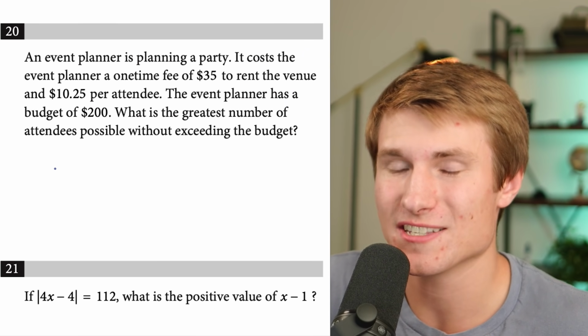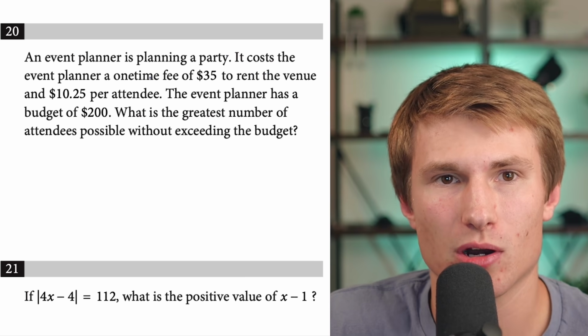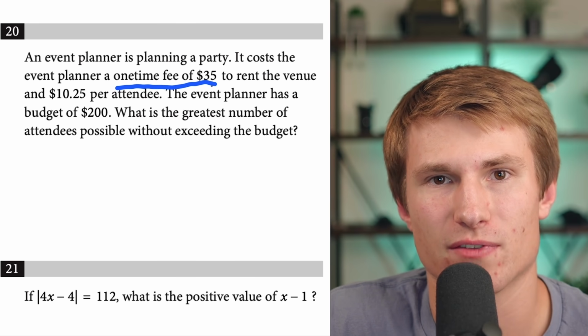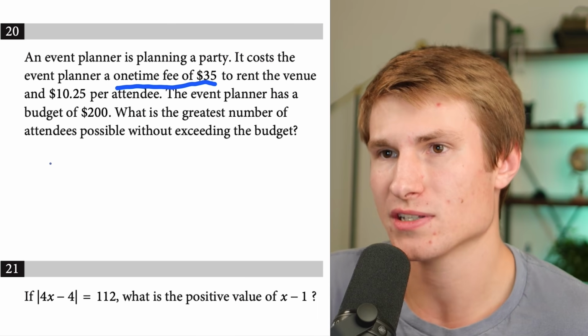Here's how to solve this SAT math question that deals with an inequality. The question states an event planner is planning a party. It costs the event planner a one-time fee of $35. Now, keep in mind when you're dealing with a word problem like this, you want to start writing out equations as you come across the numbers.